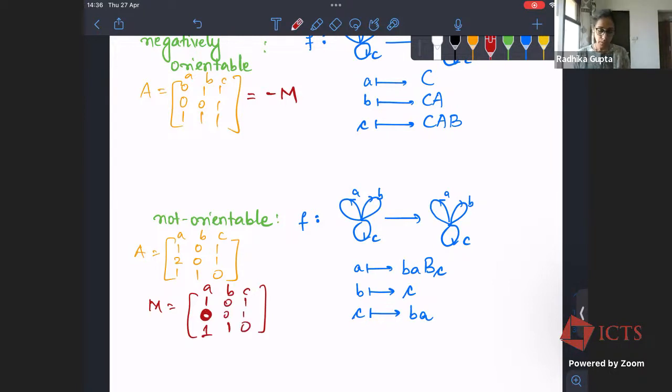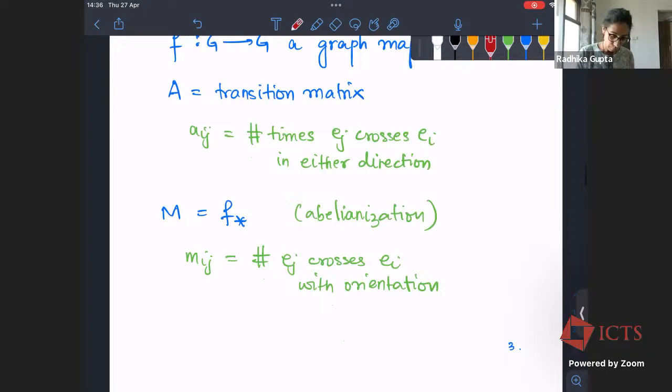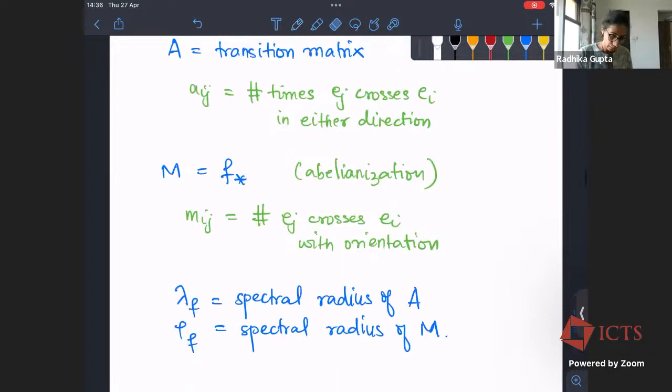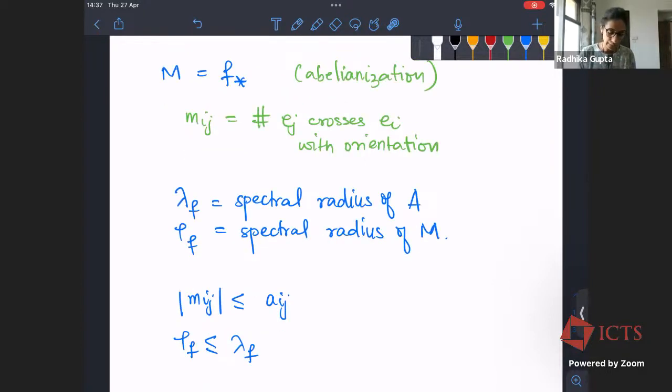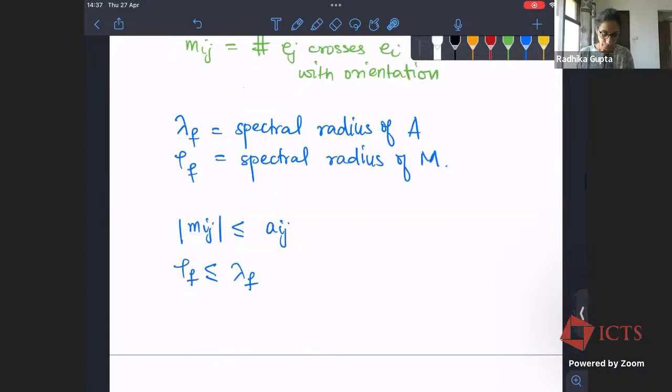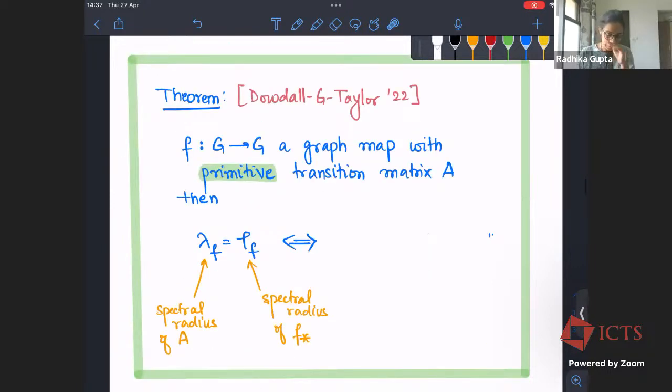And so on. So I have these two matrices, A and M, and I say lambda f is the spectral radius of A and lambda rho f is the spectral radius of M. And it's clear that Mij in absolute value is less than Aij, because for M, I'm counting orientation. So it's clear that this homological spectral radius is less than the lambda f, the stretch factor. So at the level of graph maps for these two matrices, it's clear that rho f is less than lambda f.